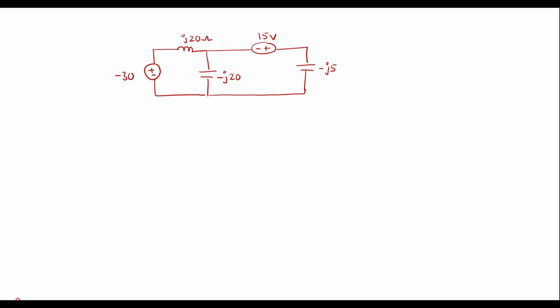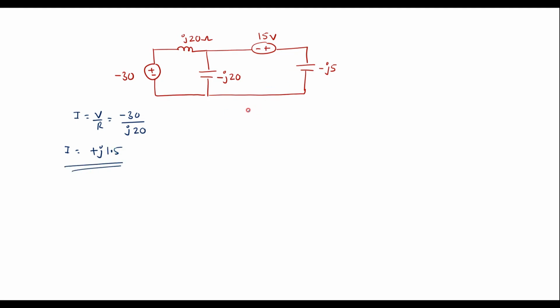To reduce this further, here voltage source is in series with reactance. Here also voltage source is in series with reactance. I can convert this voltage source into current source, this voltage source into current source. That is, I equal to V by R. V is minus 30, R is J20, that is I is equal to 1 upon J means minus J. That minus J and minus will be plus J. 30 by 20 is 1.5.